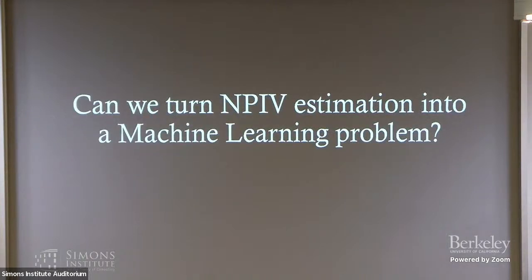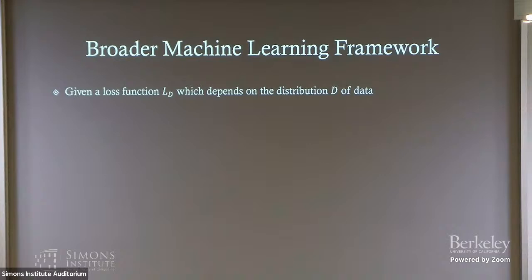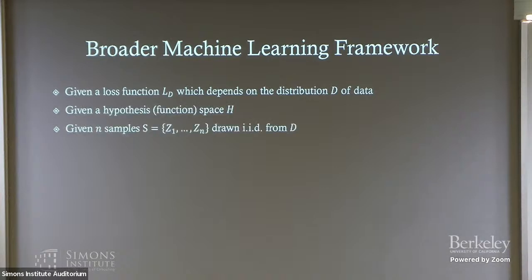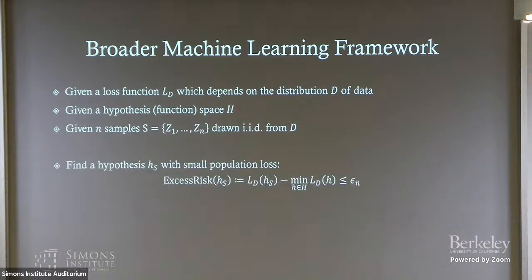So the question was, can we turn this non-parametric IV estimation into a machine learning problem? And what do I mean by that? I'm going to look at machine learning from this narrow view of loss minimization. You're given a loss function L_D, which depends on an unknown distribution of the data, a hypothesis space H, and n samples from that distribution, and your goal is to minimize that population loss function that you don't know, solely through access to those samples. And so your goal is for the excess risk to be small for the hypothesis that your machine learning algorithm outputs.